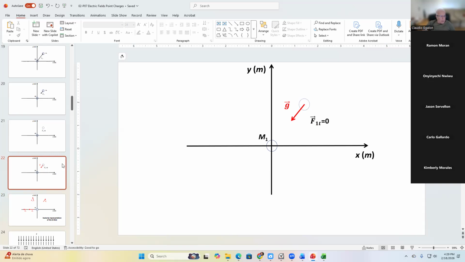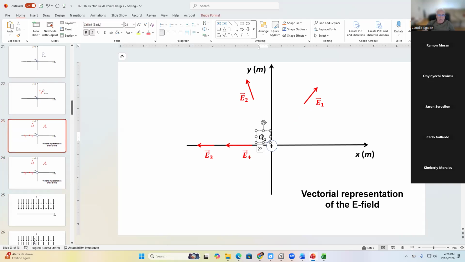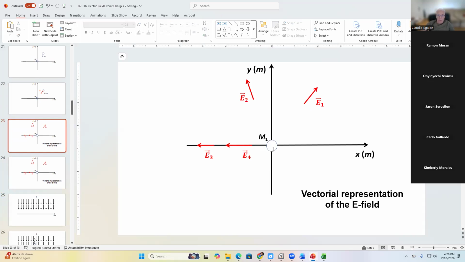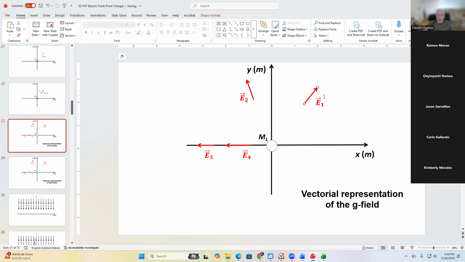let's repeat exactly what you did. I'm going to use this slide right here. Instead of Q, I'm going to put M, right? And I don't need the positive sign anymore. Mass 1 of the G field. I'm going to put a G field now. And instead of being away, it's going to be towards.